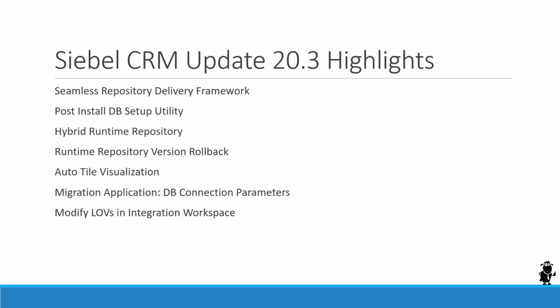The first featured update in 2020 was 20.3, and it included several highlights, such as the seamless repository delivery framework, including the post-install database setup utility, introducing the hybrid runtime repository version rollback, auto-tile visualization, new parameters for the migration application, and the ability to modify LOVs in integration workspaces in development environments.